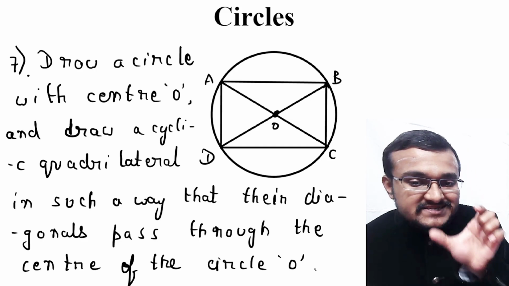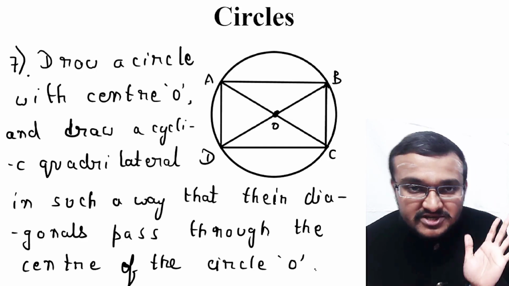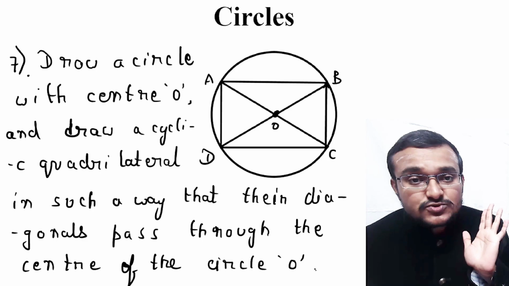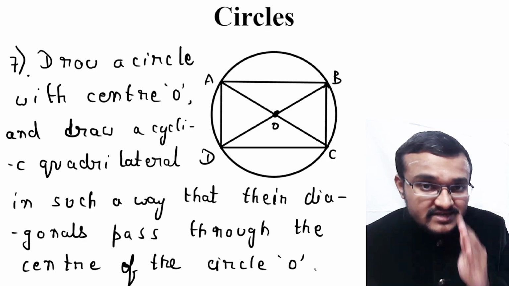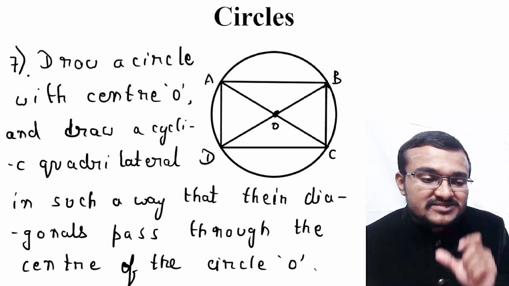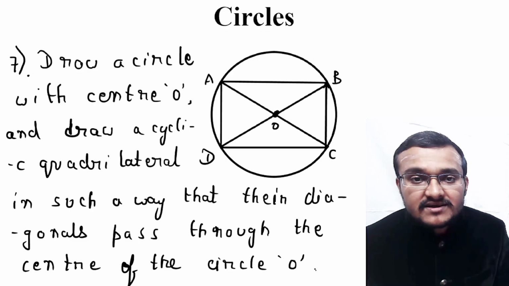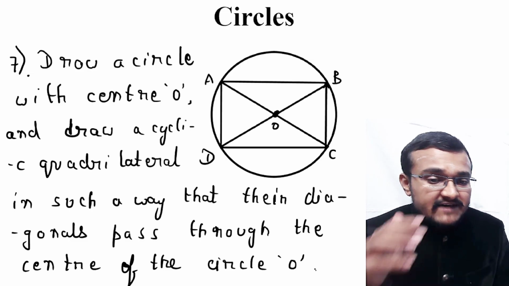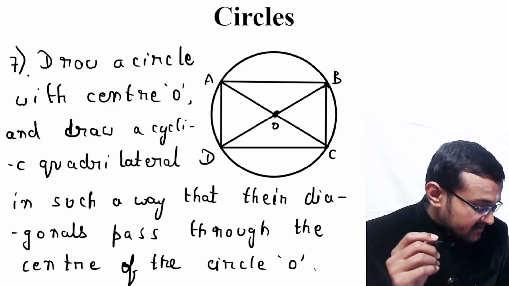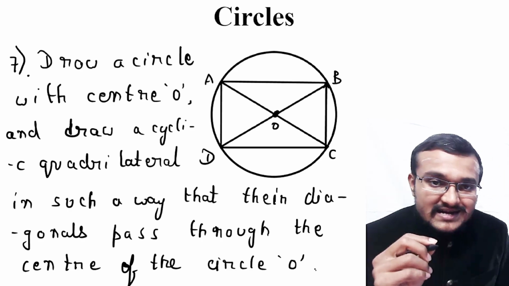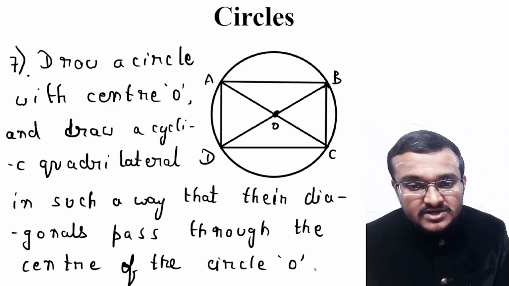Here AC and DB are the diagonals of this cyclic quadrilateral, which pass through the center of the circle O. So basically the diagonals are acting as diameters of this circle. Now we have established the diagram. We have to prove that this quadrilateral is a rectangle.